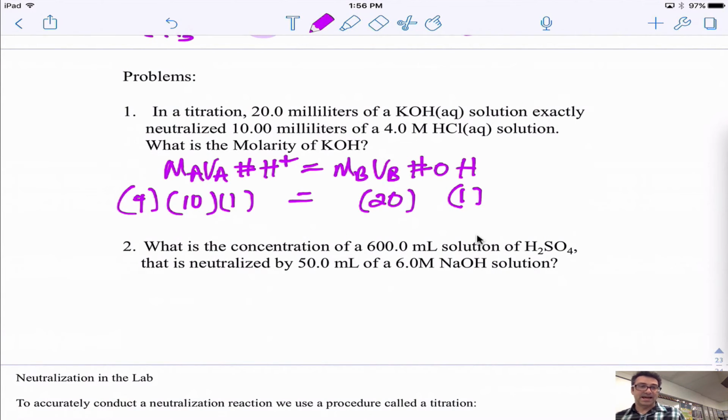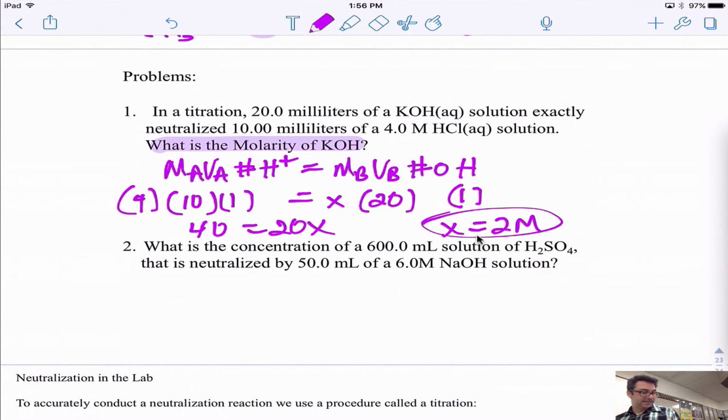And then I see that I don't have the molarity of the base, and they actually ask me for it. What is the molarity of the NaOH, or the KOH? So I make that my X. Now I go through and I solve for this. So on the left side, I would have 40 equals 20x. And when I solve for x, I get x is equal to 2 molar. It's that easy.